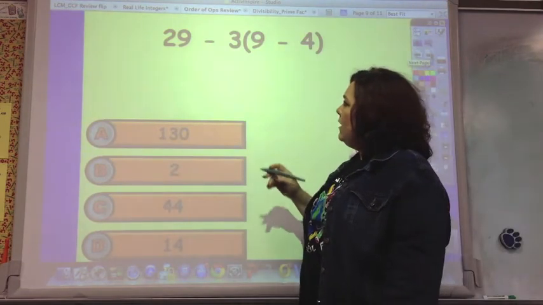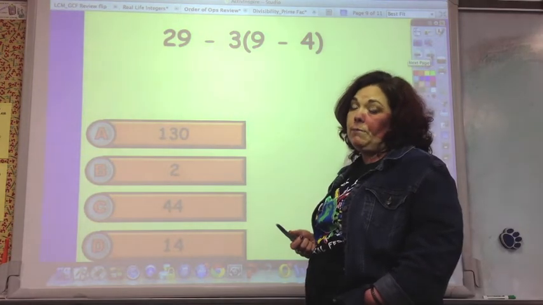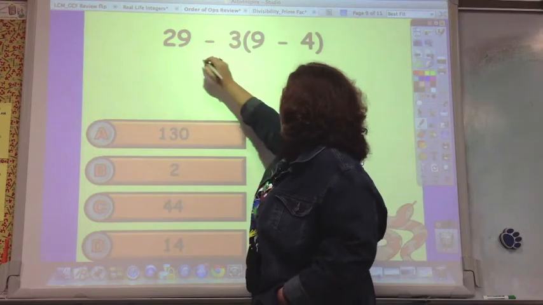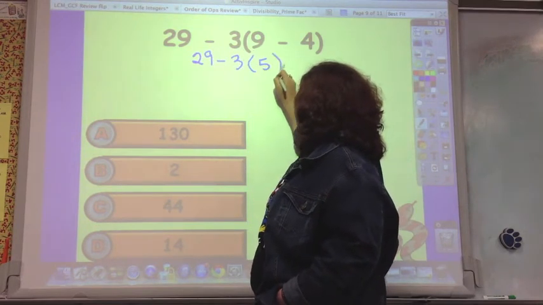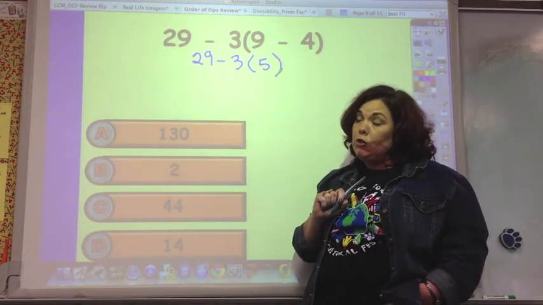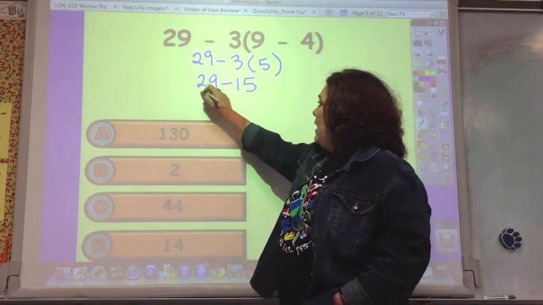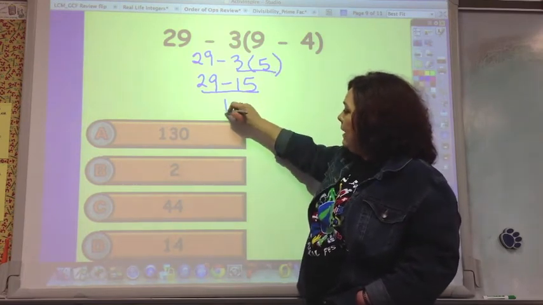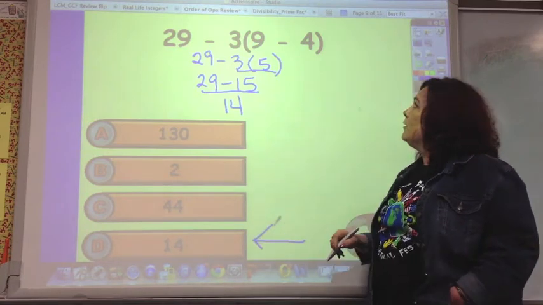And then this last one has a number outside the parentheses, and that means multiply what's in parentheses. So I've got to do what's in the grouping, so I'm going to rewrite this. Now, this is multiplication, so it has to come first. And so it's 29 minus 15. So that's 15. And then what is left is 14, and 14 is right here.